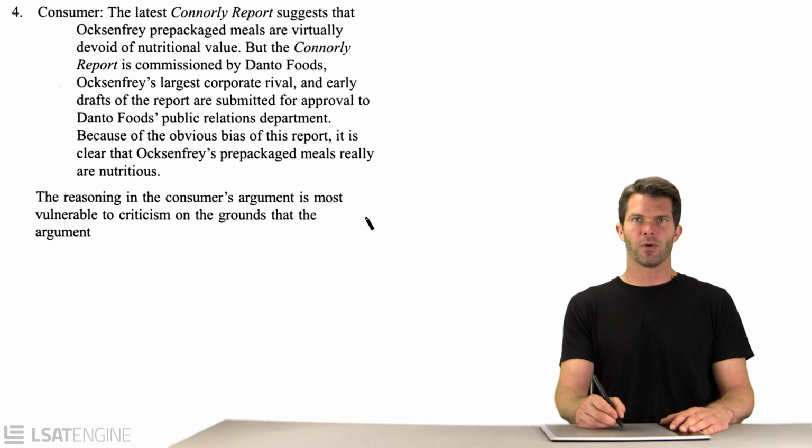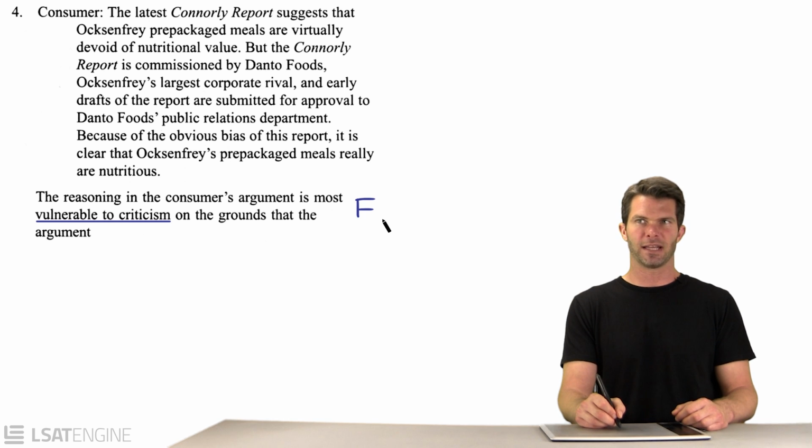This is a flaw question, so we want to find the conclusion and then the premises and talk about why the premises don't guarantee the conclusion. What do they do wrong or what do they leave out? And the conclusion is here at the bottom.